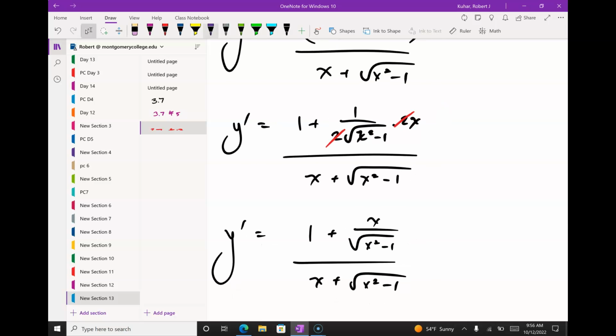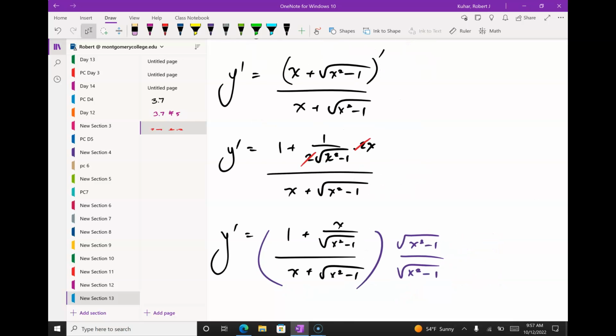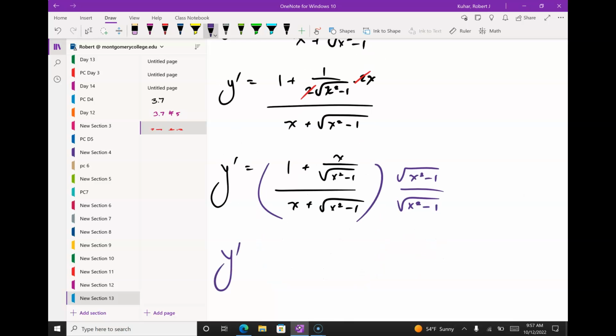What do you think? Am I done? Is that the answer in the book? No. How do I know it's not the answer in the book? Because I have fractions within fractions. So I'm going to clear with an LCD of square root of x squared minus 1 over itself. Now, upstairs, I have what? Square root of x squared minus 1 plus x, all over x square root of x squared minus 1 plus x squared minus 1. Ugh.